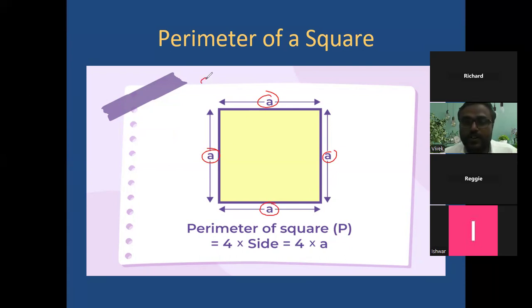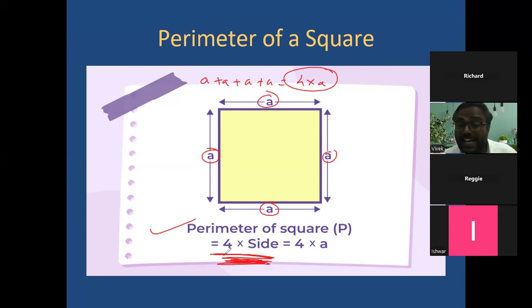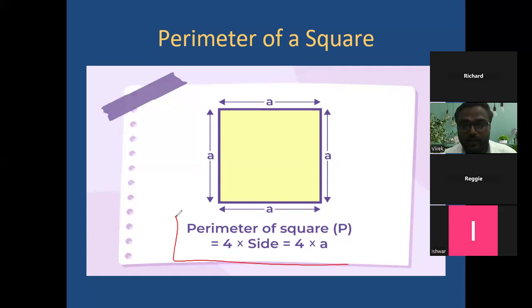So what do we do now? A plus A plus A plus A, which is nothing but 4 times A. So remember, the perimeter of a square is equal to 4 times the side. It can also be written as 4 times A, where A is the side. Can you please note this down somewhere in your notebook? This is a direct formula that you can apply for getting your answer.